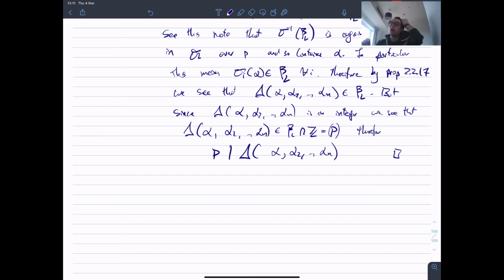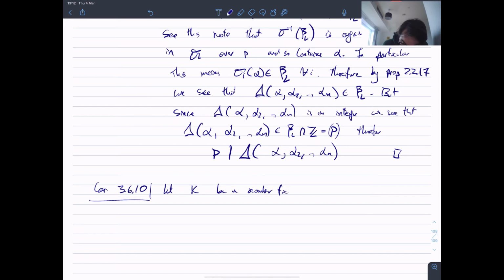So here's a simple corollary of this. Corollary 3.6.10. Let K be a number field. K is isomorphic to Q(alpha) for alpha some primitive element.